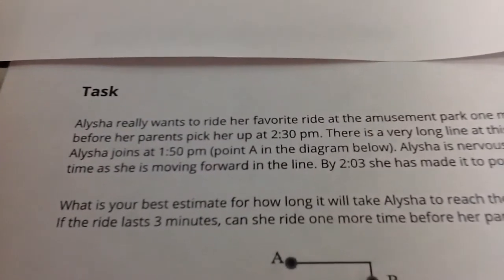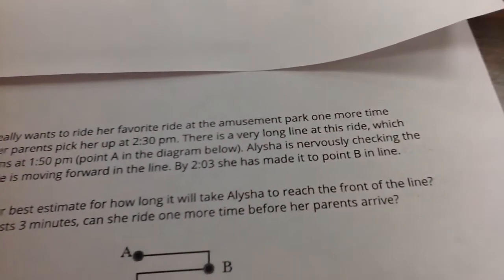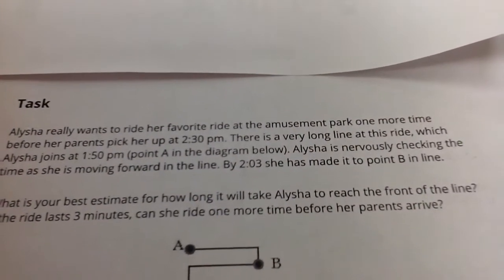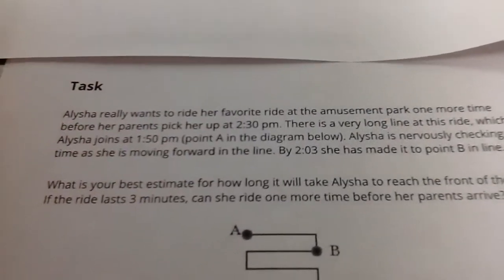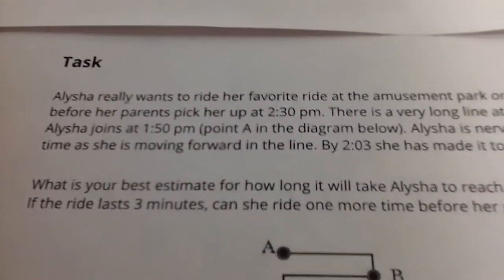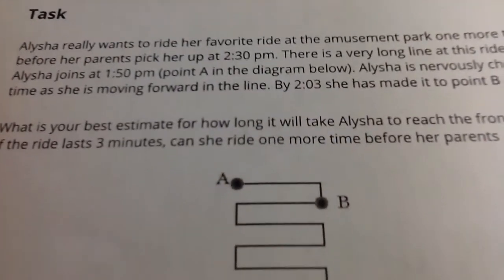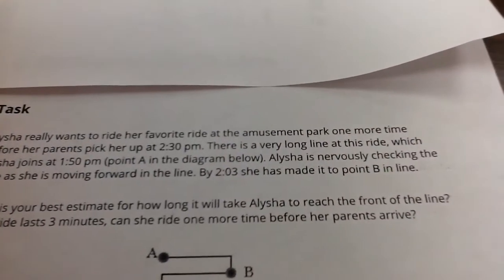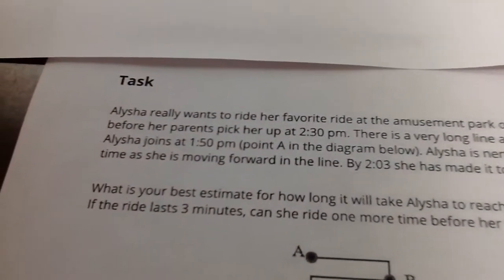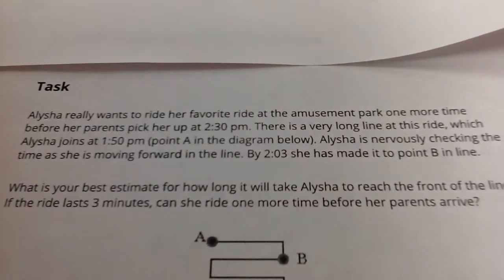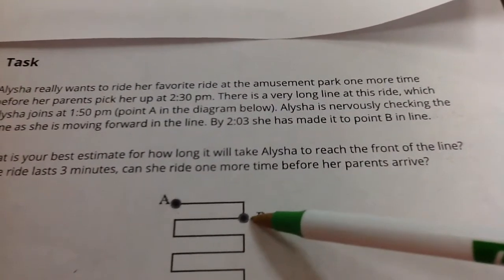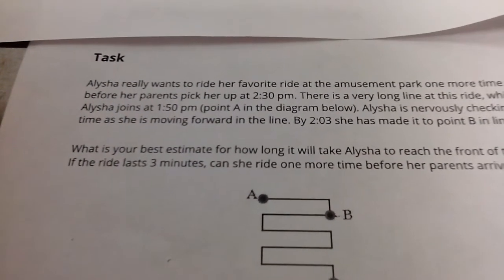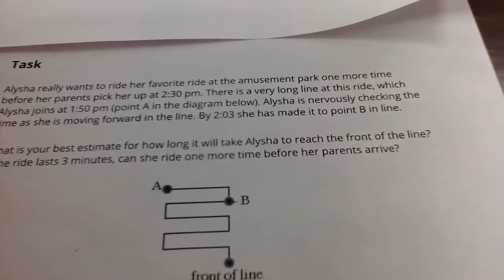Alicia really wants to ride her favorite ride at the amusement park one more time before her parents pick her up at 2:30 p.m. There is a very long line at this ride, which Alicia joins at 1:50 p.m., which is point A in the diagram, which is there. Alicia is nervously checking the time as she's moving forward in the line. By 2:03, she has made it to point B, which is 2:03 right there. What is your best estimate for how long it will take Alicia to reach the front of the line?